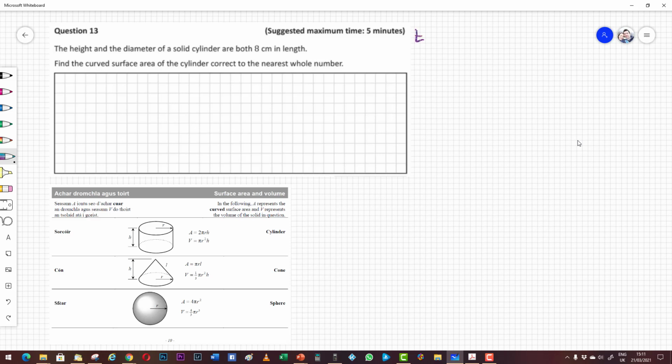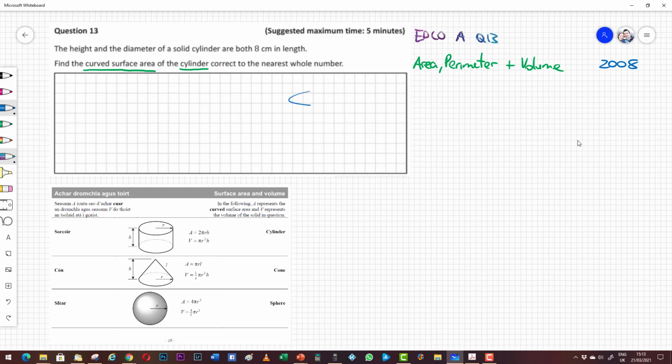Okay, so Edco A, and we're looking at question 13, which is an area, perimeter, and volume question. Specifically, it's a question about the curved surface area of a cylinder. This question was actually asked on the 2008 Junior Cert Higher Level Paper 2. It's an identical question lifted straight from that.